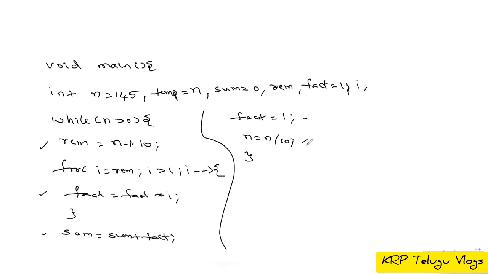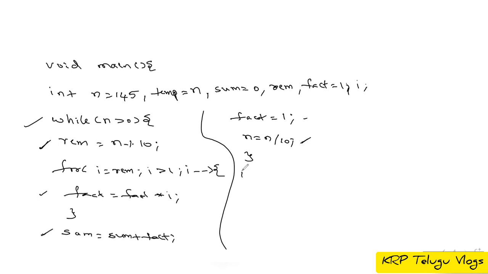So now this will become 1. So 1 mod 10 is 1. So 1 factorial is 1. So I will add that to sum, and n is equal to n by 10. So it will become 0. So I will break the loop. So 0 greater than 0 is false. So it will break the loop.